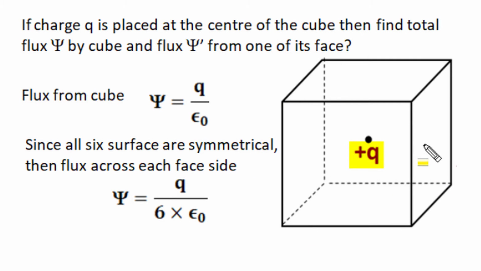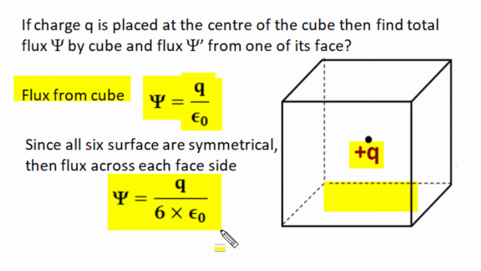If a charge plus q is placed at the center of this cube, then we have to find the total flux across this cube and the flux from any one face of this cube. This cube has 6 faces. As per Gauss's law, the flux from the cube is equal to the enclosed charge q upon the medium permittivity, and this central position is symmetrical with respect to all 6 faces. So the total flux divides equally across each face. One face has 1/6 of the total flux, or q upon 6 epsilon 0.